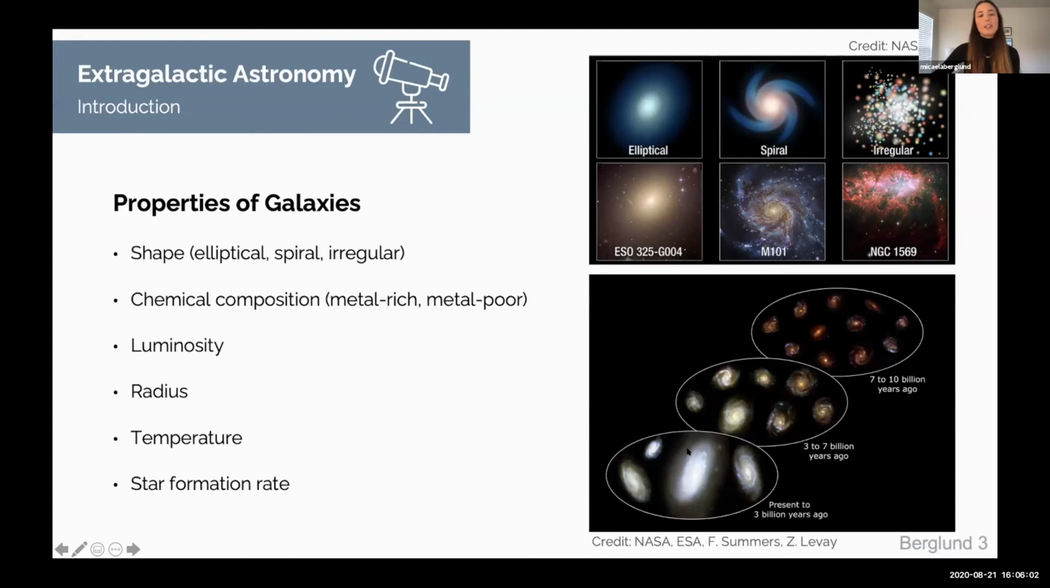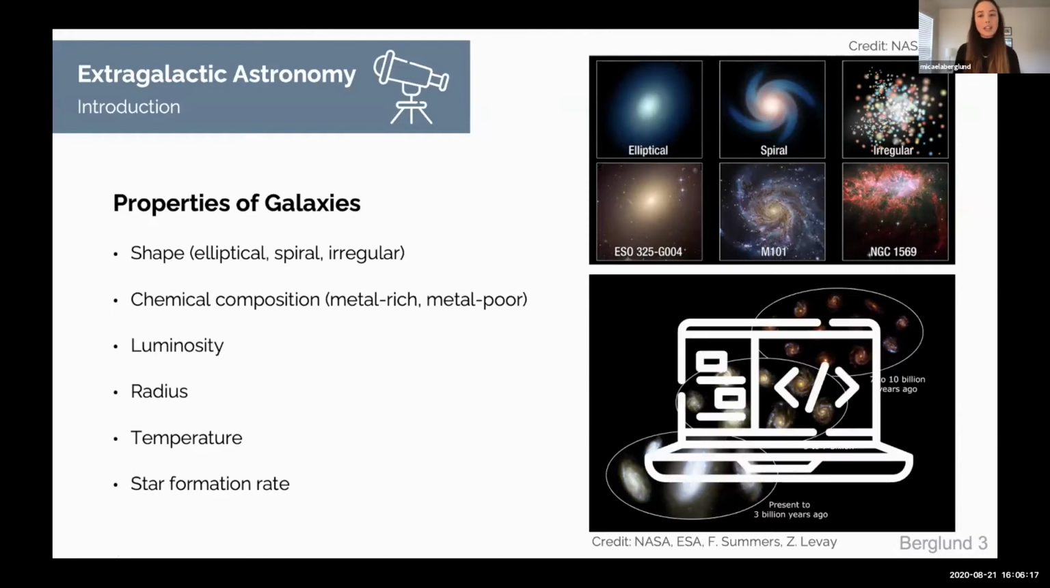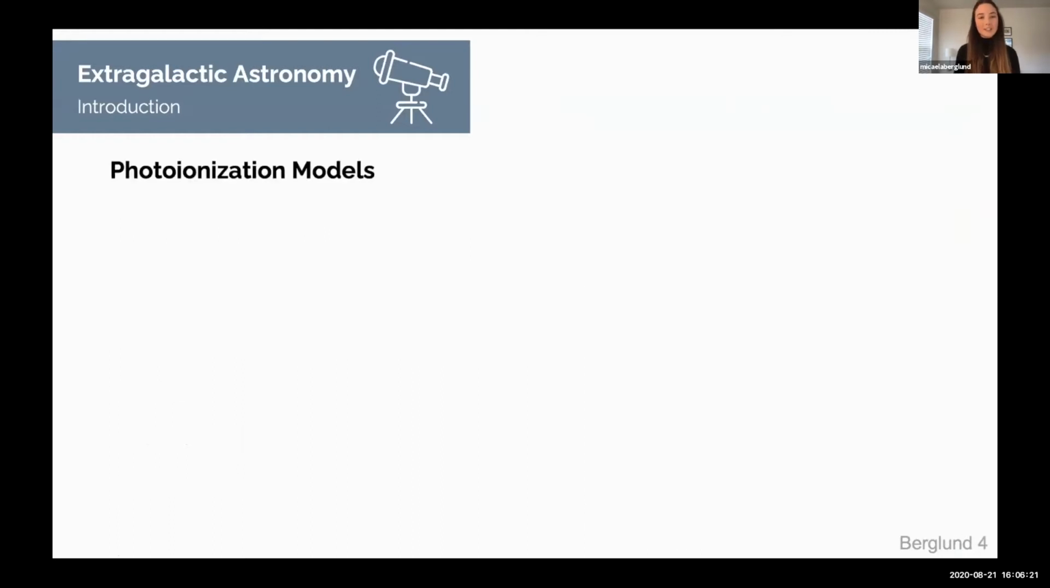But it's also imperative that we look at galaxies far away because they tell us about how galaxies evolved over time. And it's a lot harder for us to find the physical properties from what we're looking at for galaxies that are really far away. So we often rely on models. Specifically, Allison and I are interested in photoionization models. Now, what does that mean?